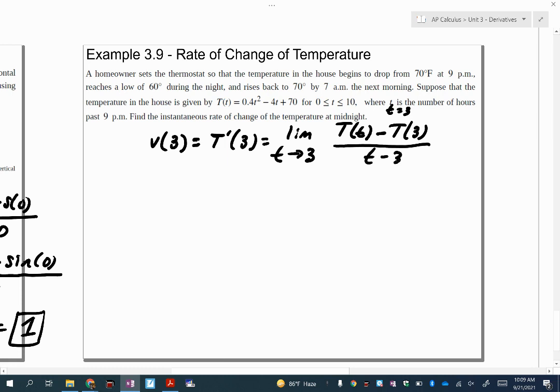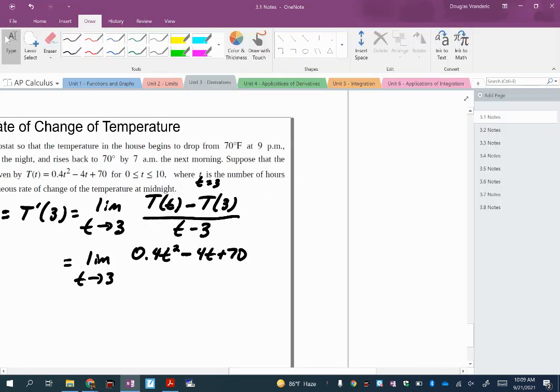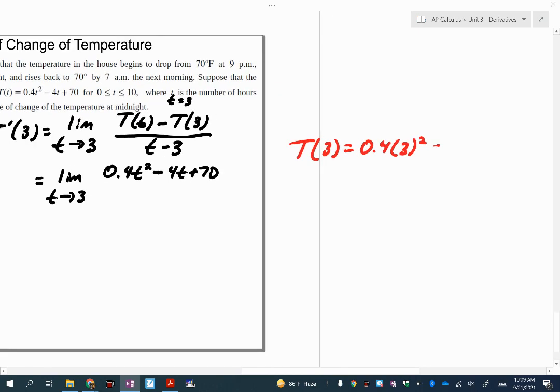So lots of t's. Hopefully you know that the uppercase T is for temperature and the lowercase t is for time. All right, so let's plug in some stuff here. The limit as t approaches 3. This one's just going to be 0.4t squared minus 4t plus 70. And I have to subtract what the temperature is when I plug in 3 hours past 9 p.m. So I'm doing T of 3, which is 0.4 times 3 squared minus 4 times 3 plus 70.